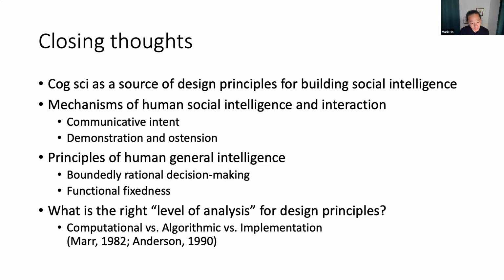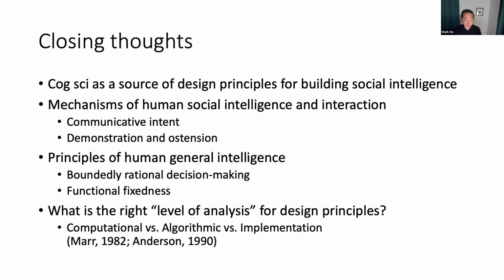And I think there's this more general question of, okay, what is the right level of analysis for drawing on cognitive science and applying it to designing and engineering socially intelligent systems?